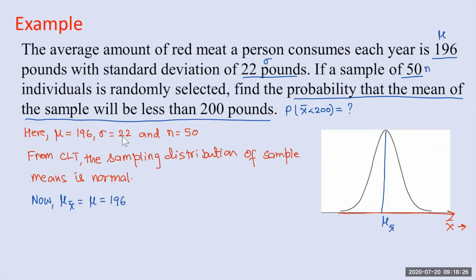We have the standard deviation for the population. We don't have the standard deviation for the sampling distribution. So the standard deviation for the sampling distribution, we write like this: standard deviation is equal to the population standard deviation divided by the square root of the sample size.